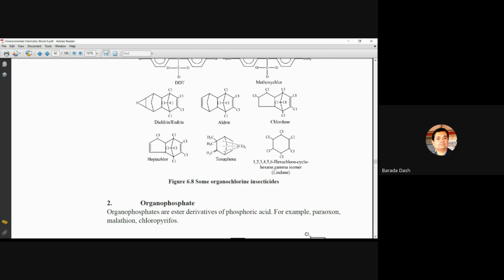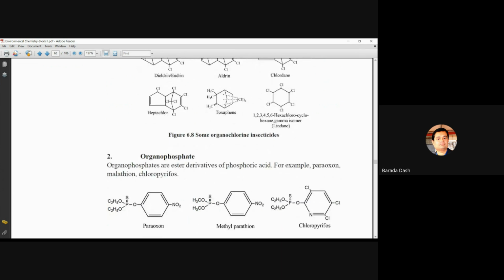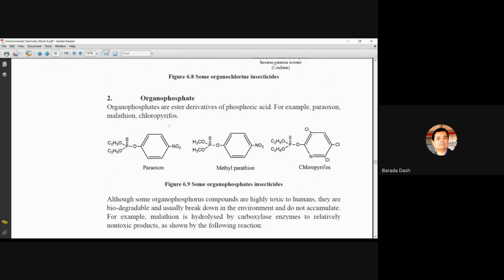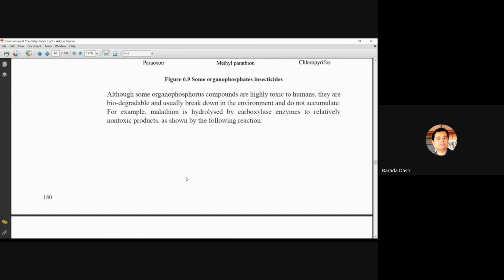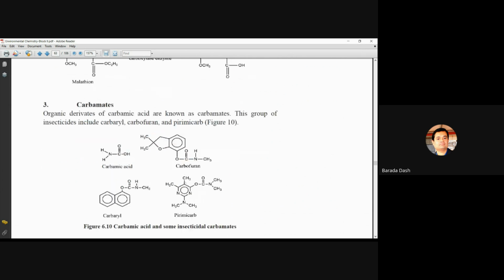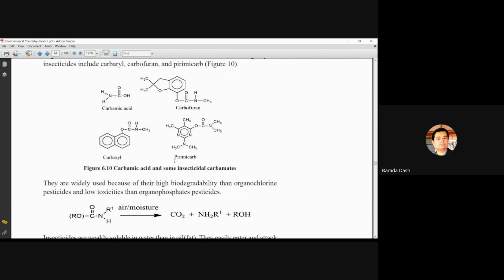They are used as pesticides or insecticides. Then organophosphates, which are also very strong chemicals and can kill insects. Although some organophosphorus compounds are highly toxic to humans, they are biodegradable and usually break down in the environment and do not accumulate. Then carbamates. Organic derivatives of carbamic acid are known as carbamates. This group of insecticides includes carbaryl, carbofuran, and others.